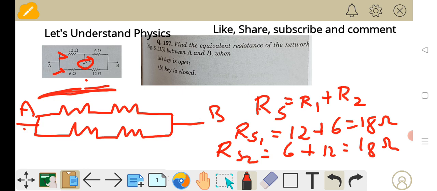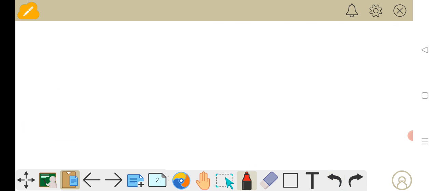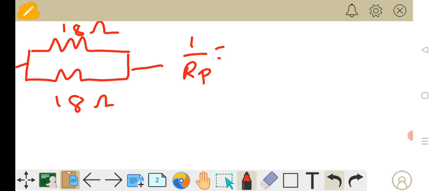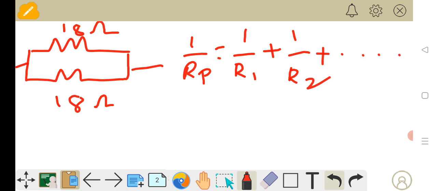Understood? Now these two 18 ohm resistors are connected in parallel. So you will have two parallel resistances between A and B. Both are 18 ohm and 18 ohm. So what is the formula? 1 by Rp is equal to 1 by R1 plus 1 by R2 plus and so on. How many ever number of resistances you have, those many.